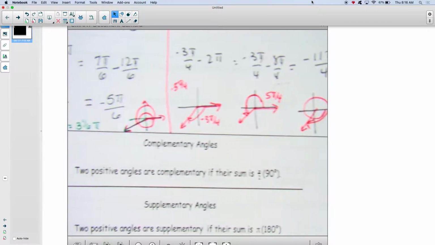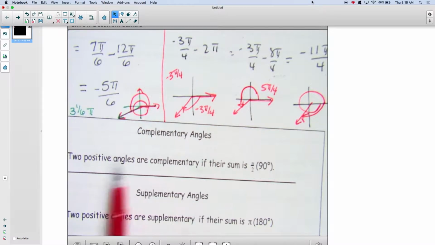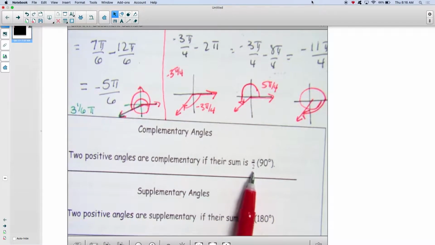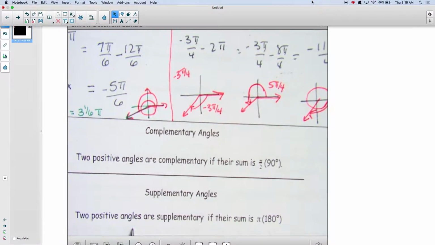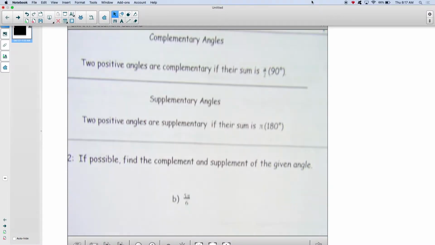Complementary and supplementary. Same definition as what was in geometry. Complementary angles add to what? 90 degrees. Supplementary add to 180. In this case, then their positive angles are complementary if their sum is pi over 2. Two positive angles are supplementary if their sum is pi. If possible, find the complementary and the supplementary of the given angles.